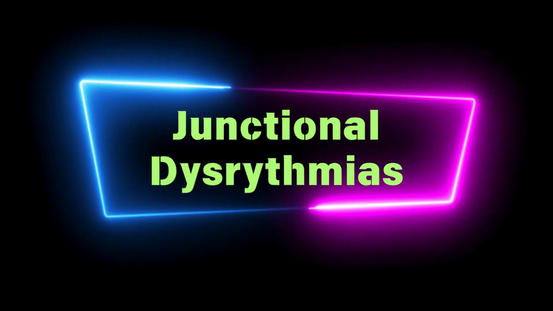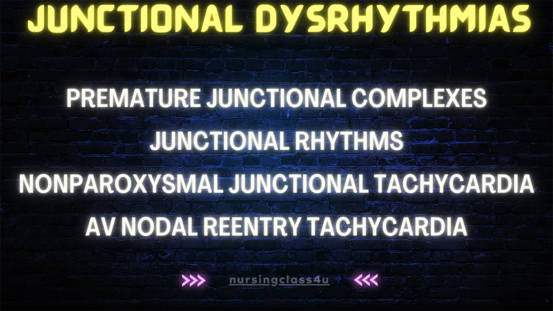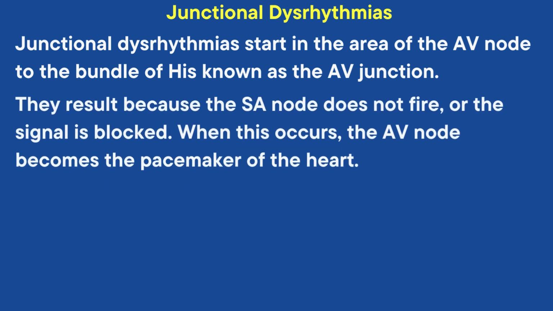This is the continuation of cardiac dysrhythmia. In this video, we will cover junctional dysrhythmias. Junctional dysrhythmias start in the area of the AV node to the bundle of His, known as the AV junction. If the SA node does not fire or the signal is blocked, the junctional dysrhythmia occurs. When this occurs, the AV node becomes the pacemaker of the heart.